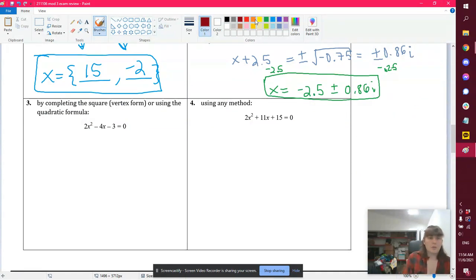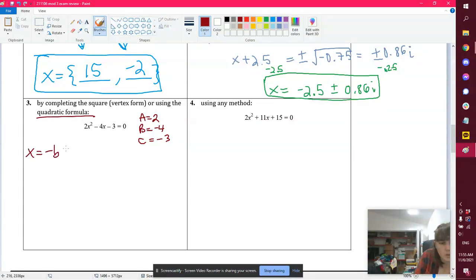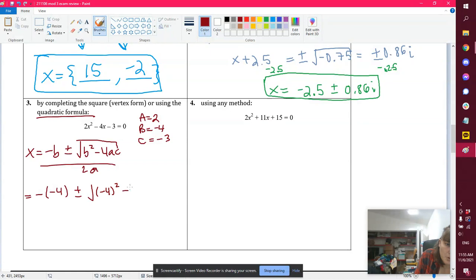Now, this one I will use the quadratic formula for. Here my a is 2, my b is negative 4, and my c is negative 3. My quadratic equation is negative b plus or minus the square root of b squared minus 4ac, all divided by 2a. So I get the negative of negative 4 plus or minus the square root of negative 4 squared minus 4 times 2 times negative 3, all divided by 2 times 2.